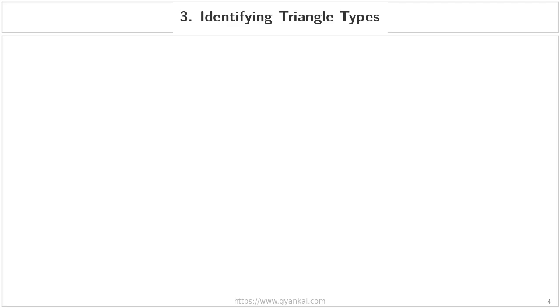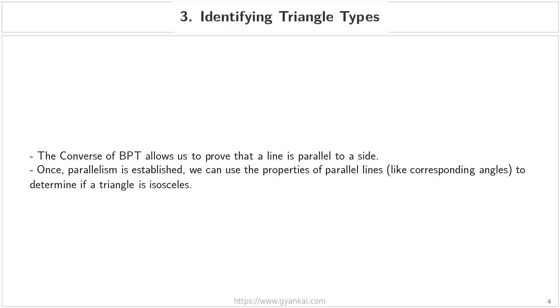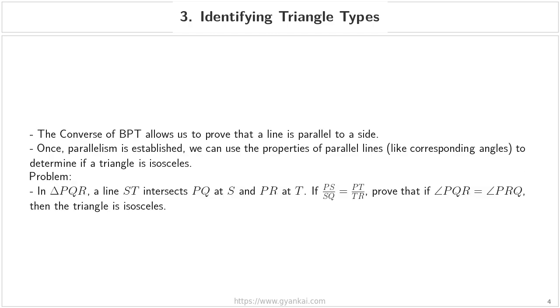3. Identifying triangle types. In our previous slides, we focused on using the Basic Proportionality Theorem to find ratios. But here, we are going to use the converse of BPT. Remember, while the standard BPT starts with parallel lines and gives us ratios, the converse works in reverse. It allows us to start with equal ratios to prove that a line is actually parallel to a side. Once we have established that parallelism, we can then use our knowledge of corresponding angles to determine if a triangle is isosceles. Let's look at this specific problem.